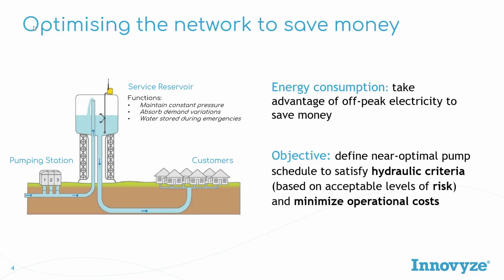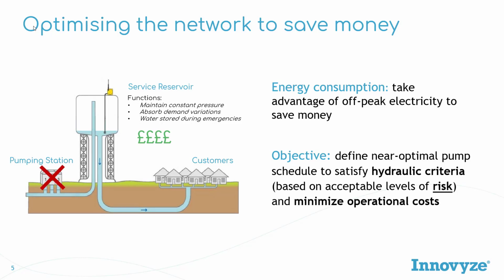The assumption is that we can operate our pumping station at off-peak electricity to save money. And the objective is to find the near optimal pump schedule which satisfy some hydraulic criteria that we can define and at the same time minimize their operational cost.